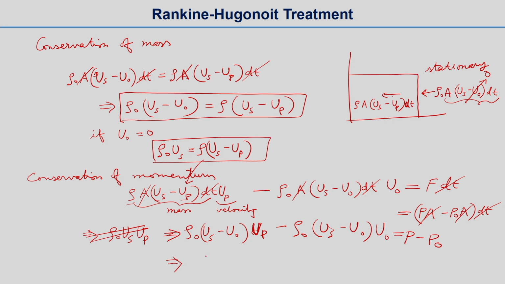So this will give us rho naught (Us minus u naught) up is equal to p minus p naught. So if u naught is equal to 0, the conservation of momentum relation will be p minus p naught equal to rho naught Us up.